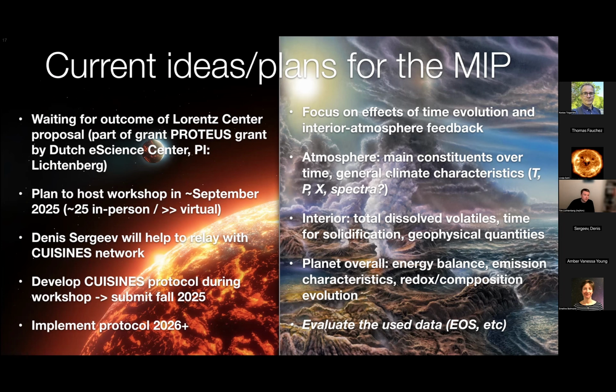There are some things that we want to focus on which are a bit more isolated. For the atmosphere, that would be main constituents over time, general climatic characteristics like TPX spectra. For the interior, the total amount of stored volatiles, the total time it takes for the planets to crystallize, and other geophysical quantities. For the planet overall, generally the energy balance over time, emission characteristics, redox state and composition, and the overall evolution.